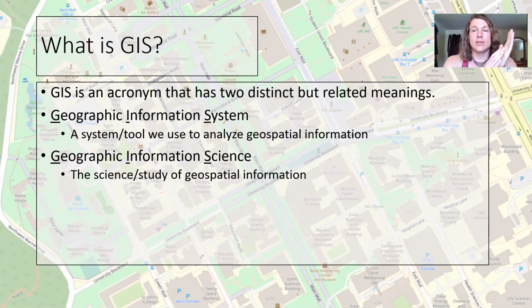So what is GIS? GIS is an acronym that actually has two distinct but very closely related meanings. There's Geographic Information System, which is a system or a tool that we use to analyze geospatial information. So you work with a GIS. And then there's Geographic Information Science, the science or study of geospatial information. So you use a GIS to do GIS. It's important to understand that they are distinct, but they're very closely related. Oftentimes, GIS is used interchangeably.